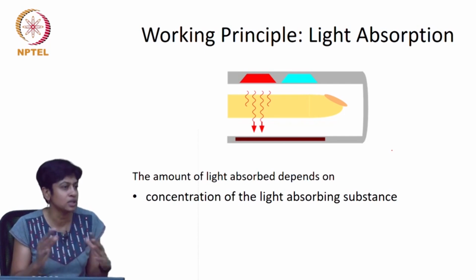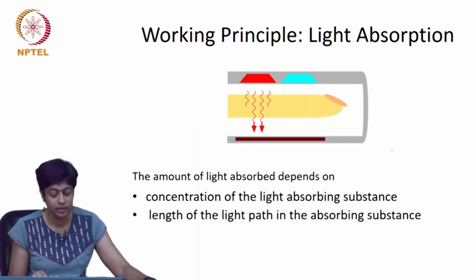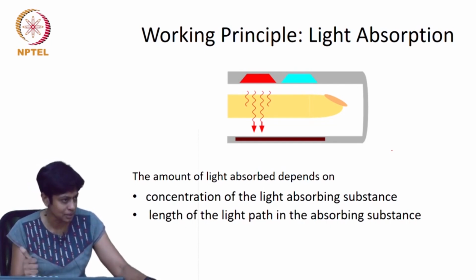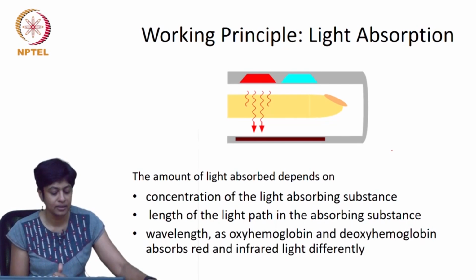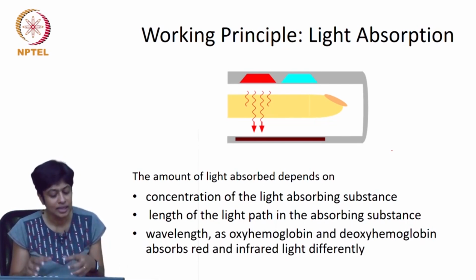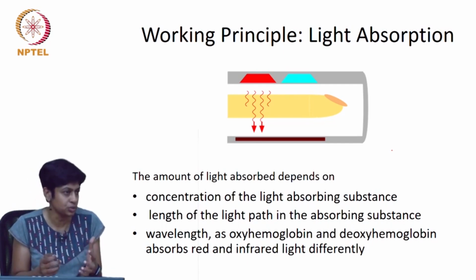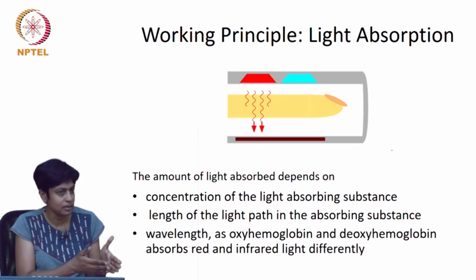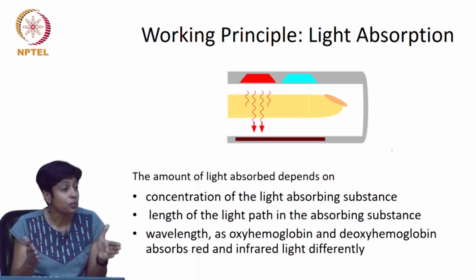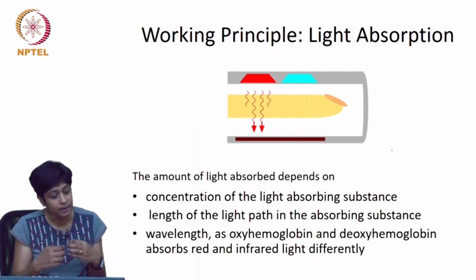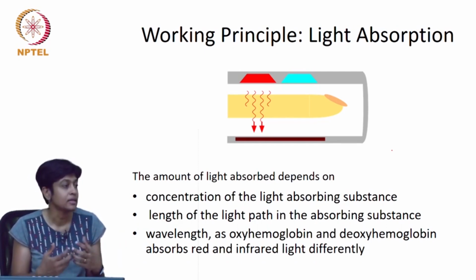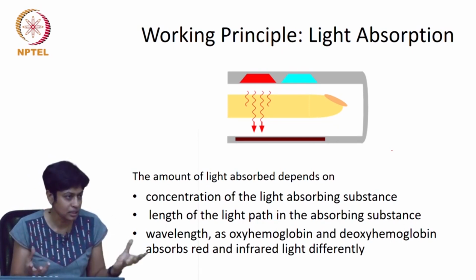But basically you're using absorption. Okay? So we know that absorption depends on the concentration of the light absorbing substance and the length of the path, and it also depends on the wavelength. So that's the trick we're going to use: oxygenated blood and deoxygenated blood absorb differently at different wavelengths, and we can use that to adjust or correct for the fact that all of us have different thicknesses of finger and different colors of skin and so on.